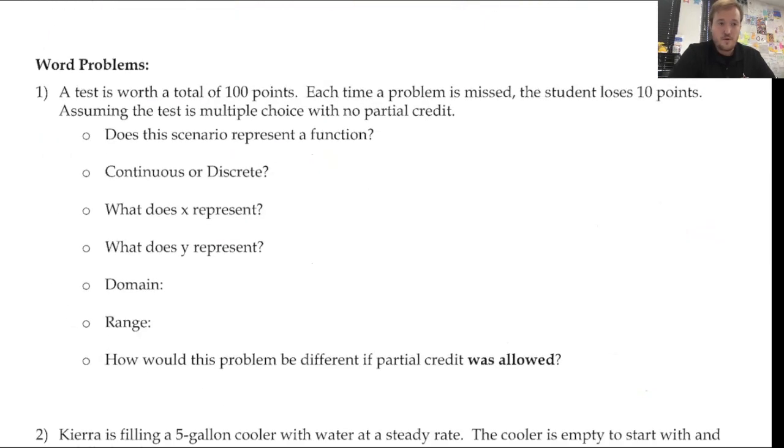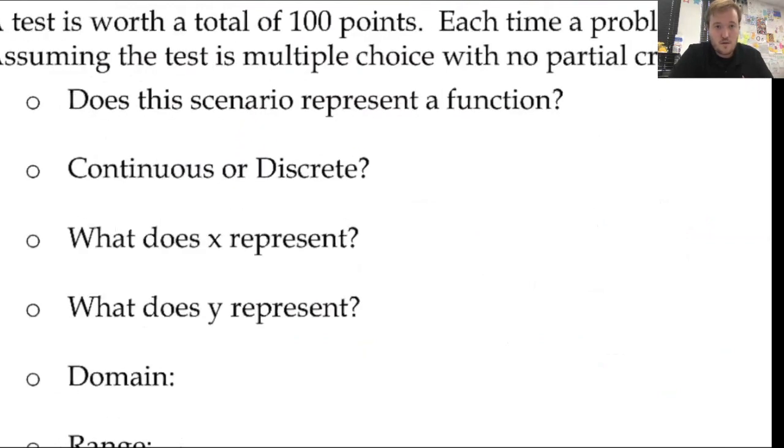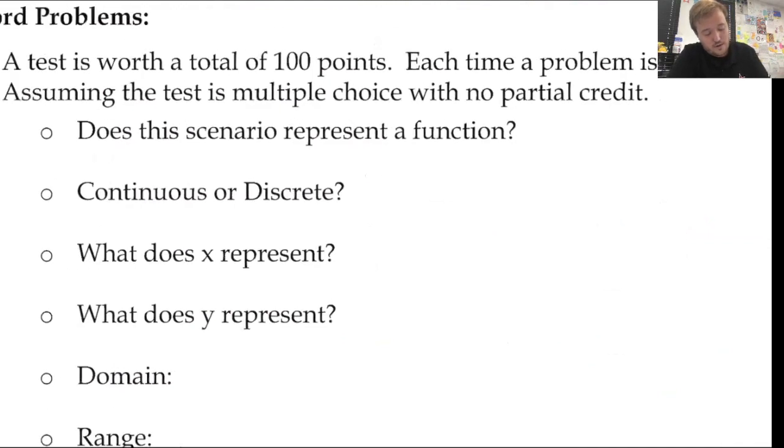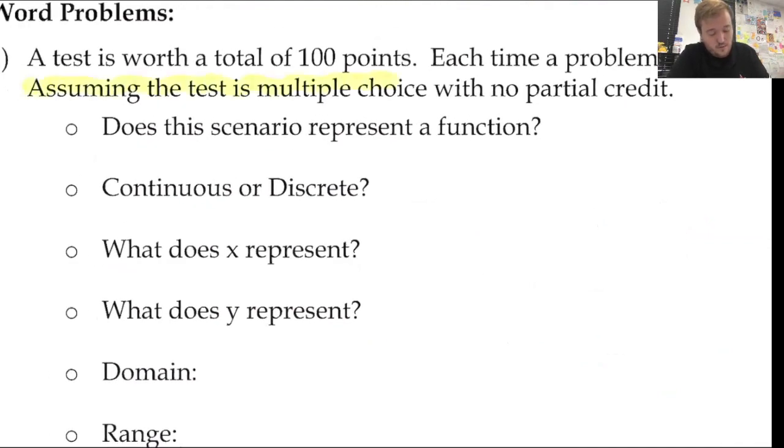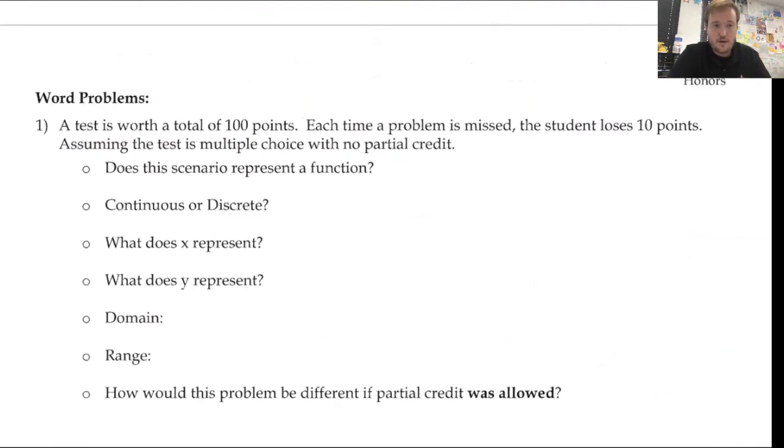All right, so I'm going to move on to the word problems. All right, so a test is worth a total of 100 points. Each time a problem is missed, the student loses 10 points, assuming the test is multiple choice with no partial credit. So this part over here is actually super important, assuming the test is multiple choice with no partial credit. So I'm going to save that part for later, but just kind of keep that in your mind.